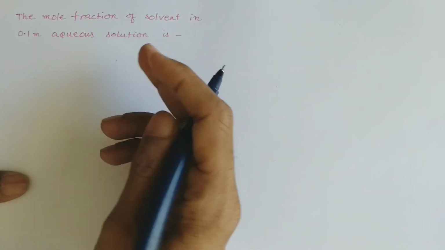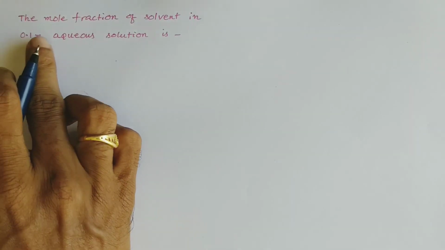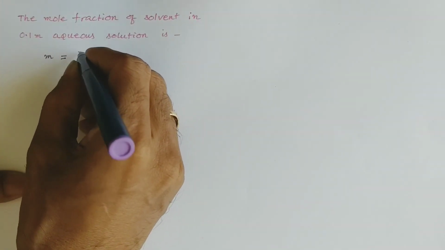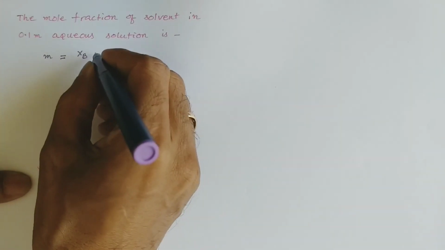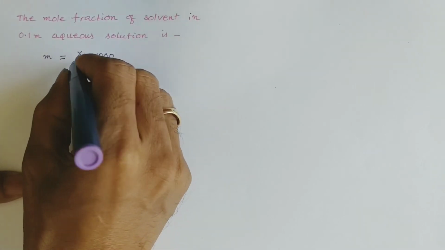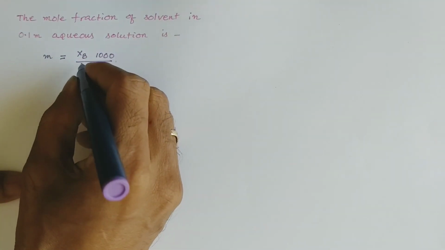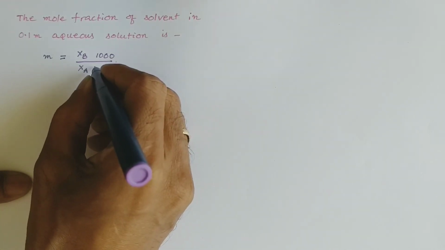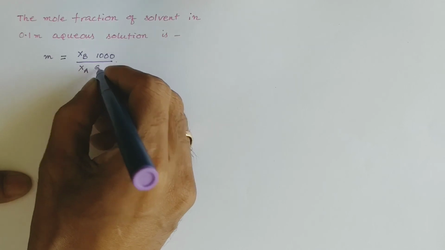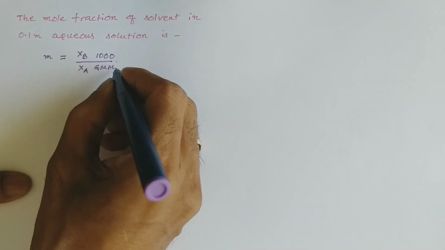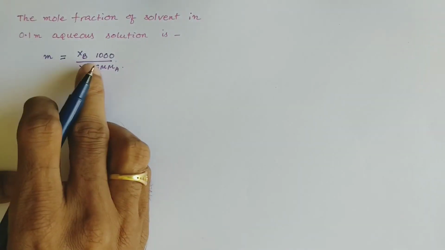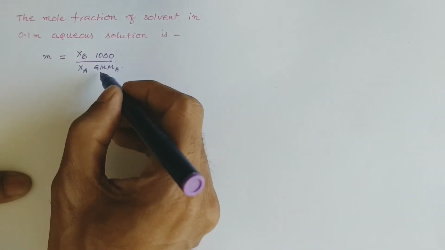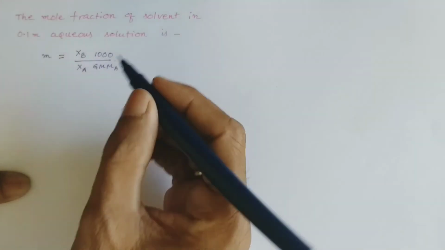Okay, so here molality is given, we have to find out mole fraction. Okay, molality is equal to xb into 1000 divided by xa into molar mass of solvent. Okay, molar mass of solvent, right? This is the formula. Molality is equal to mole fraction of solute into 1000 by mole fraction of solvent into gram molar mass of solvent.